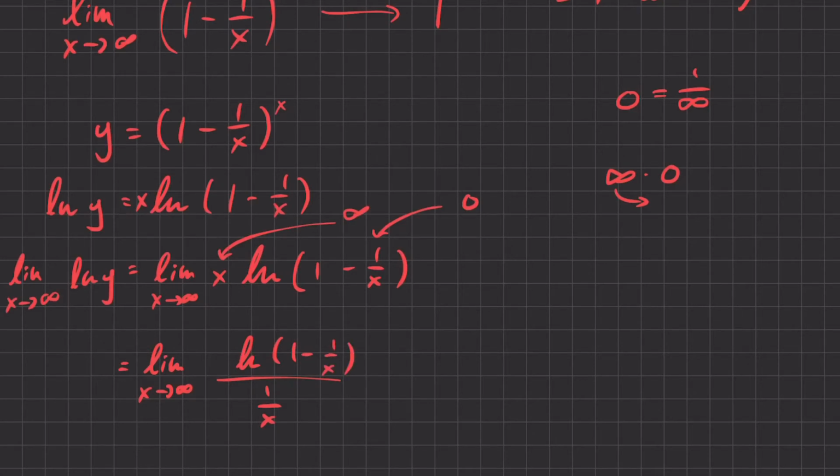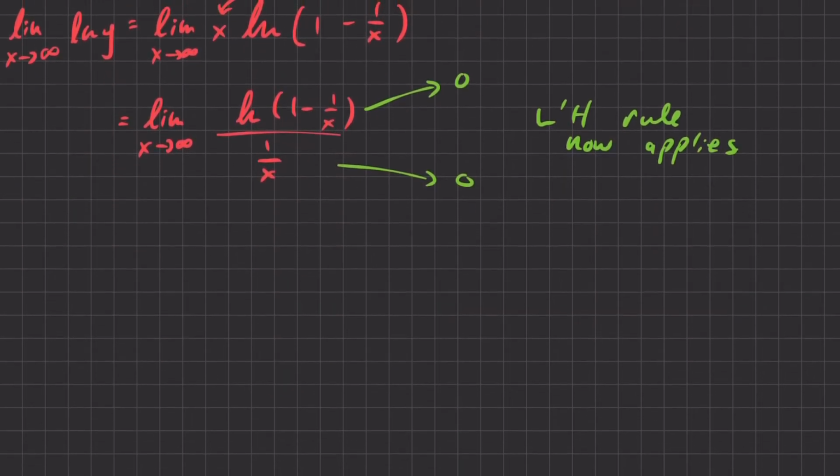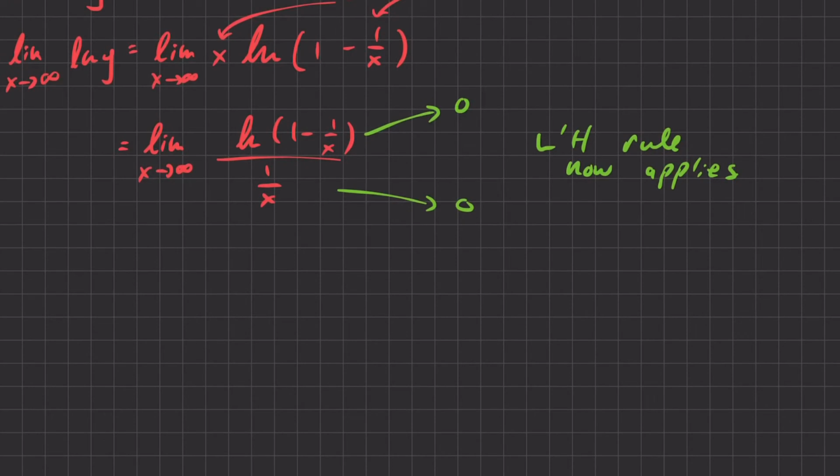Okay, and now we should be able to see that the numerator goes to 0 and the denominator also goes to 0. So now we can use L'Hopital's rule. So L'Hopital's rule now applies. Are you okay with it up to now? Is this okay? Yeah? Okay.